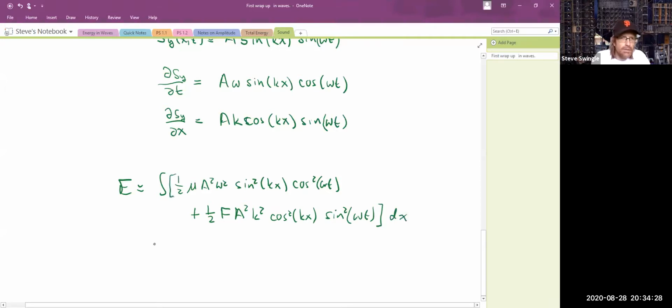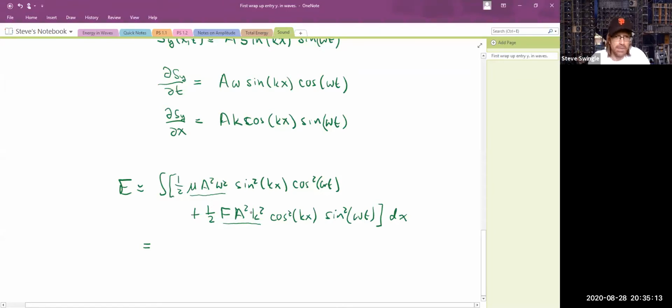All right, so I want to point a couple things out. One thing you can notice for sure is that this thing in front here, and this thing in front here, are actually the same, even though they look different. The mu omega squared and the F k squared are exactly the same because of the relationship between the wave speed, the linear density and tension, and also the relationship between omega, k and the wave speed. I can choose to use either expression to represent these.